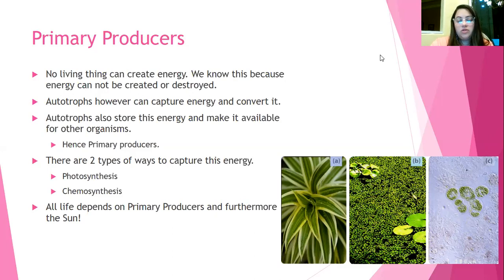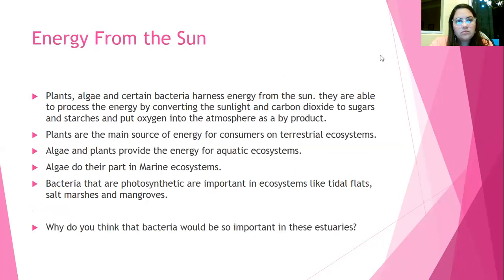Even though there are a lot of organisms that can do chemosynthesis as opposed to photosynthesis, we as human beings rely on primary producers and furthermore the sun. All right, energy from the sun. So plants, algae and certain bacteria will harness the energy from the sun. They're able to process the energy by converting that sunlight and carbon dioxide into a sugar or a starch, and then put oxygen back into the atmosphere as a byproduct.